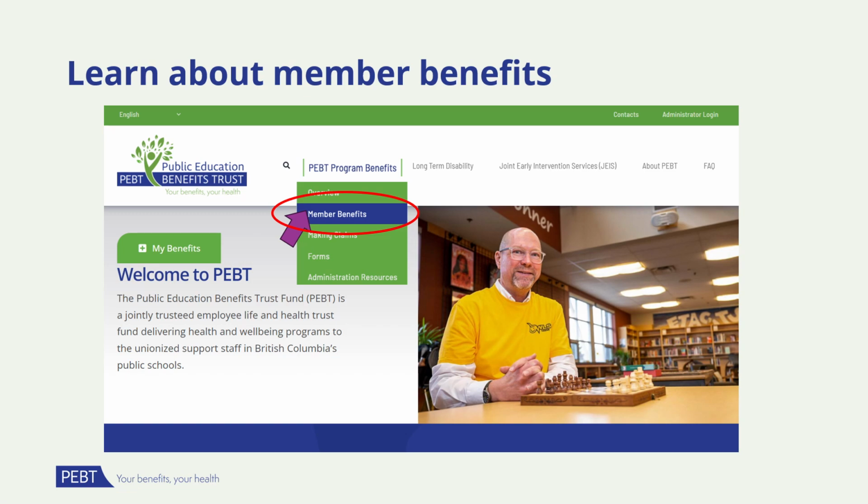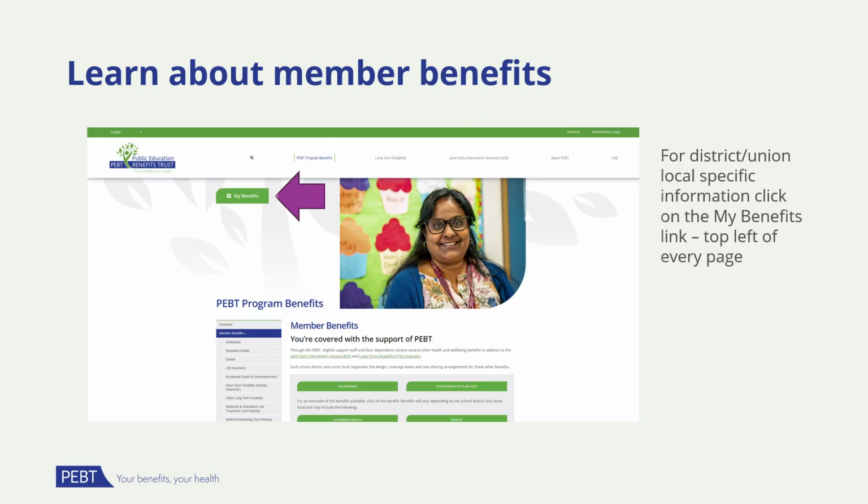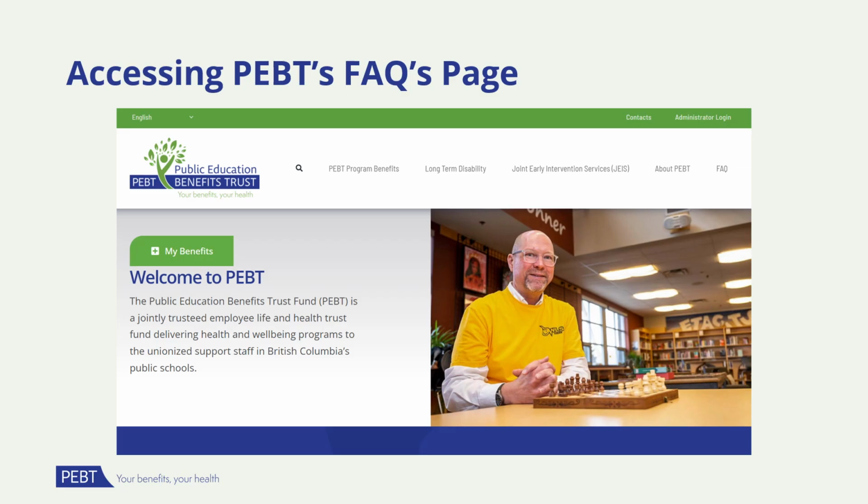As noted in Lesson 1, the PEBT website is a wealth of information. Under Member Benefits, you will find details for each benefit in these sections. For district, union, local specific information, click on the My Benefits link located at the top left of every page. I also want to remind you about the FAQ page. It provides the administration processes for all benefits based on scenarios. There are links to the appropriate forms or relevant sections of the website. This section of the website is intended to help you and members understand what happens to benefits in the case of different work and life circumstances.